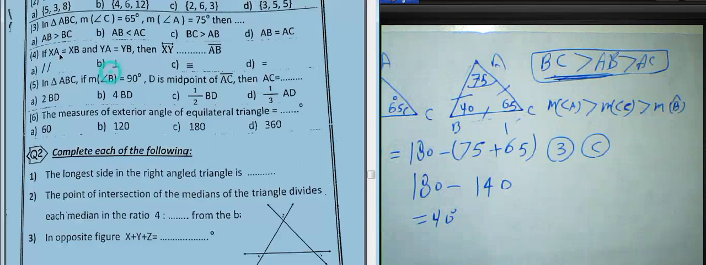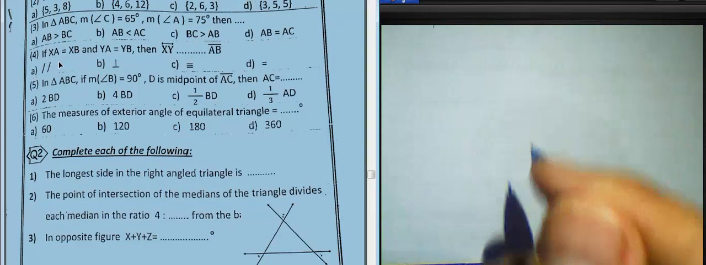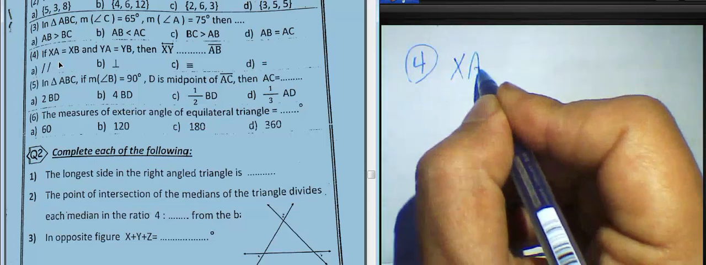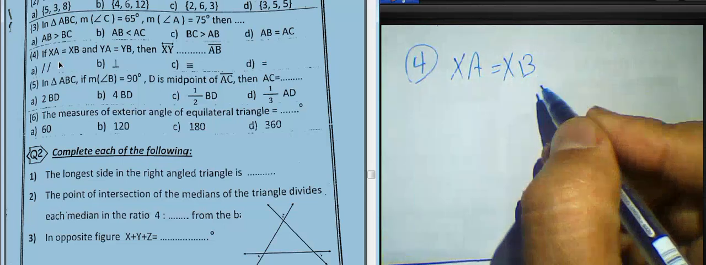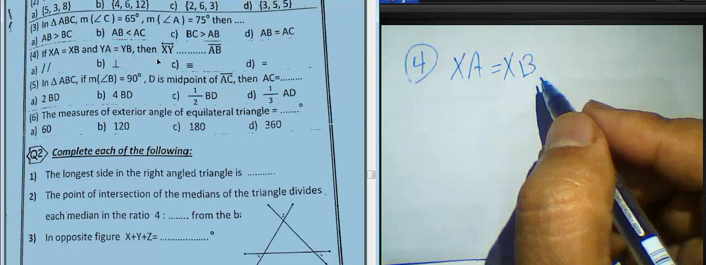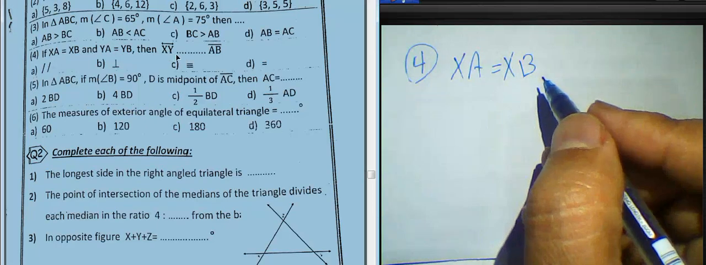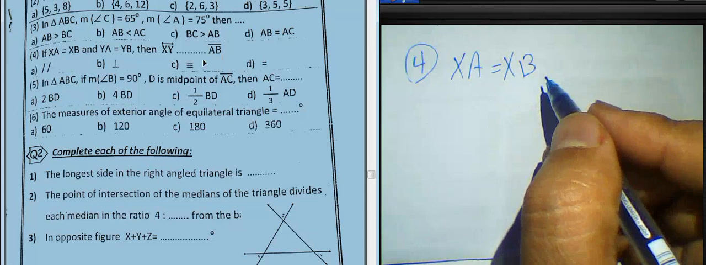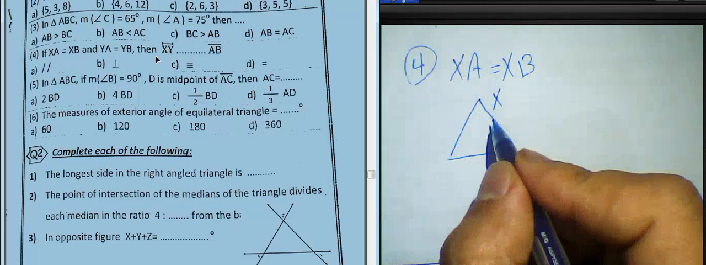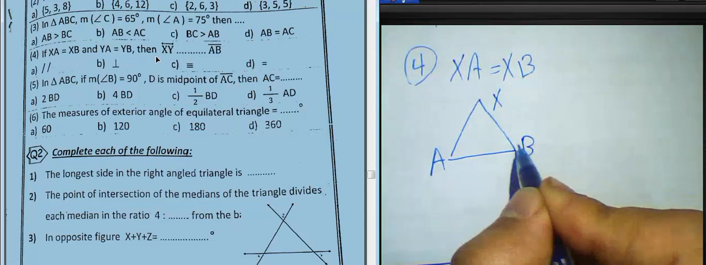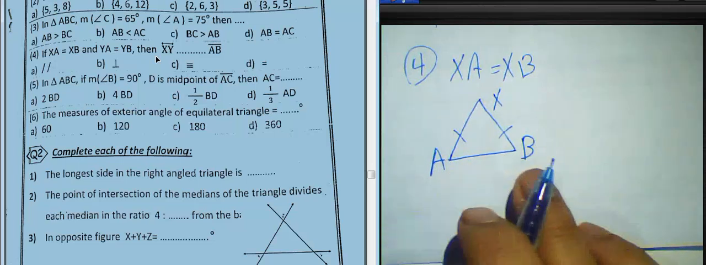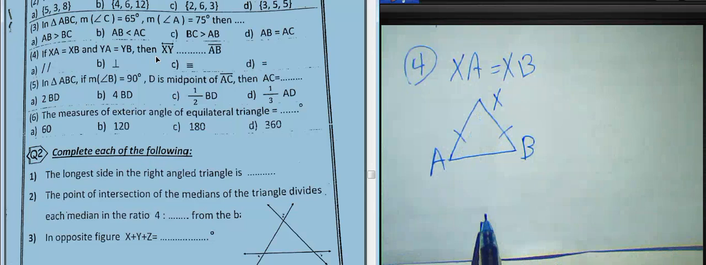Look with me at question number 4 here. If XA equals XB and YA equals YB, then straight line XY is perpendicular to line segment AB. We must draw here a triangle, XA equals XB. He told us about AX equals BX, or XA equals XB, and YA equals YB.